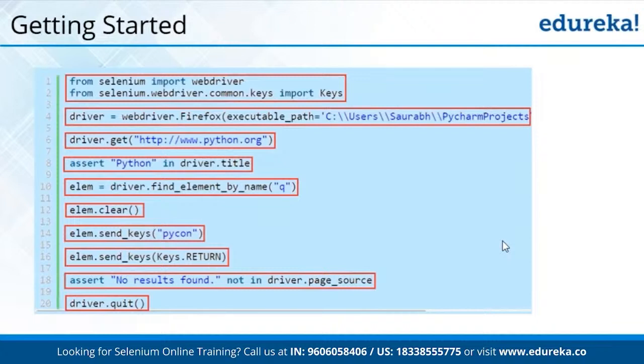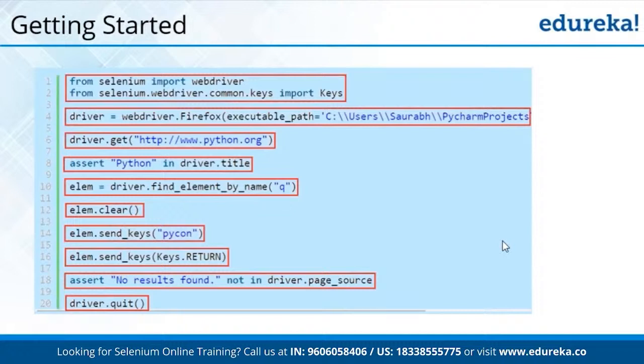Then elem is equal to driver.find_element_by_name, so by name q. What is this? Basically a locator technique. So we'll come to the locator technique separately. I'll explain each and every aspect of the locator technique in the ongoing session.